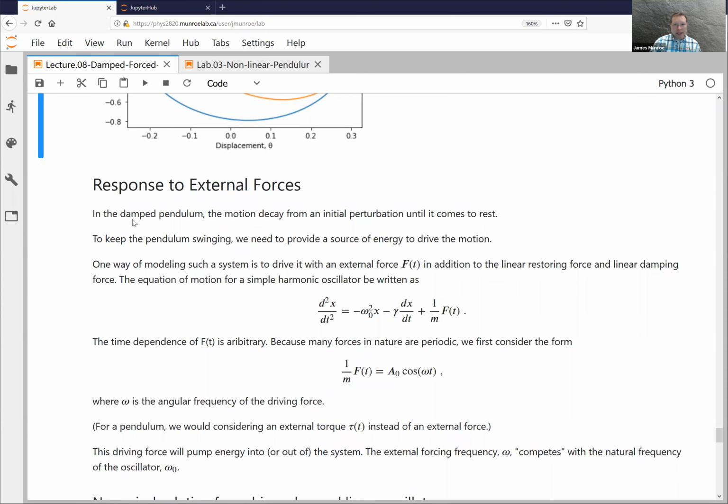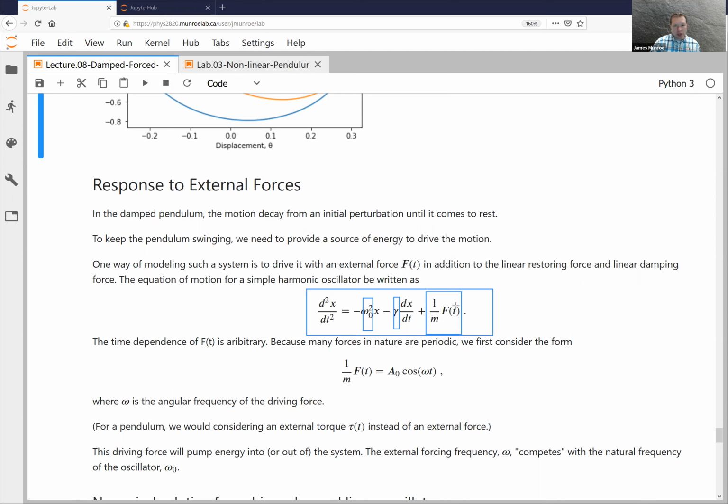One way of modeling such a system is to add an external force in addition to the linear restoring force and the linear damping force. For a generic simple harmonic oscillator, what we'd be looking for is an equation like this one. So for a spring mass system, the natural frequency would be the square root of k over m. You can still have a damping parameter. And then you need to have some term that's going to push it.